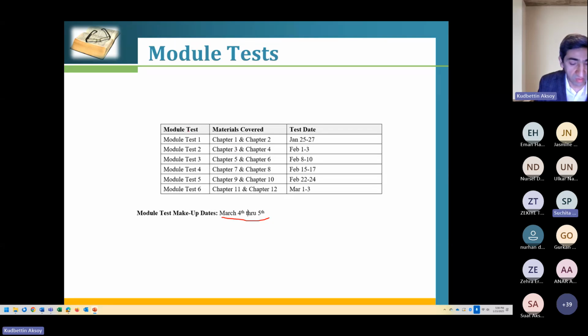Okay? You take it once, you like your grade, you keep it. If you want to take it again, you take it again. If you get something lower, the first take counts, and if you get a higher score, the higher score counts. So it works to your advantage.